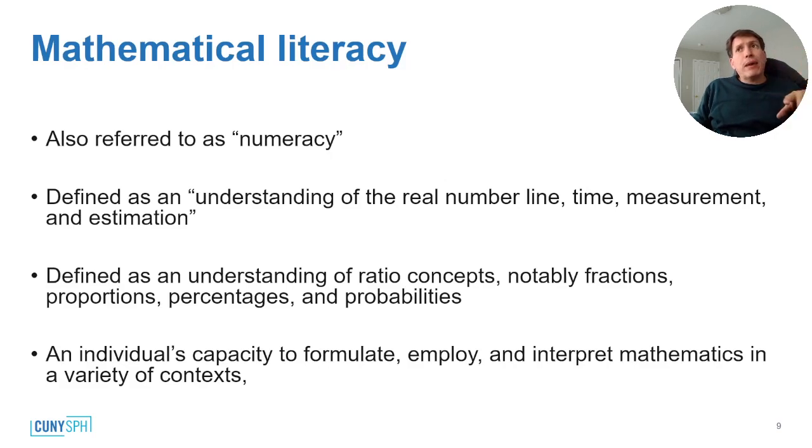Another basic literacy that we want in people is mathematical literacy, that is also known as numeracy. It's the understanding of the real number line, understanding of time, understanding of measurements, and some kind of estimation. And then this is going to help people understand ratios, which is one of the most difficult things. Proportions, showing people proportions. We are not as rational as we think.